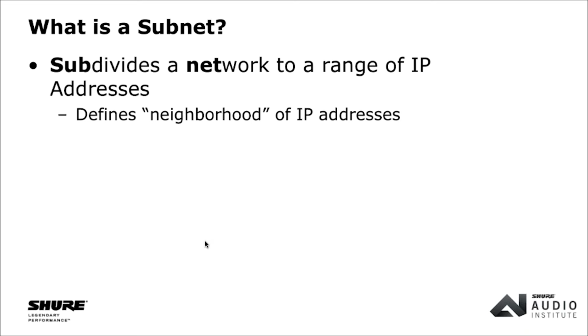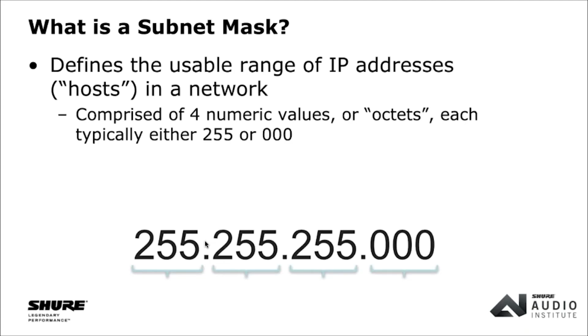and that's how messages know to get to the right place within their given network. So we talked about a subnet, but I want to define it a little bit more specifically. A subnet is an entity that subdivides a network to a range of IP addresses. And this defines the scope of a neighborhood. Basically, within a subnet or a local network, all of the IP addresses on that network need to be unique. And messages can flow freely between those devices.